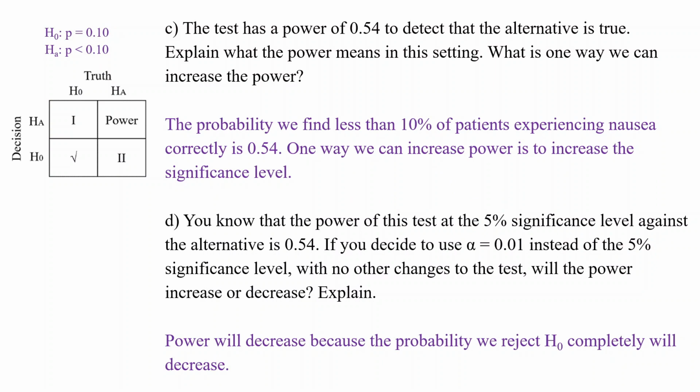Okay? When we lower our significance level, when we lower type 1 here, we are lowering the probability that we not only reject the null incorrectly, but also the probability that we reject it correctly.